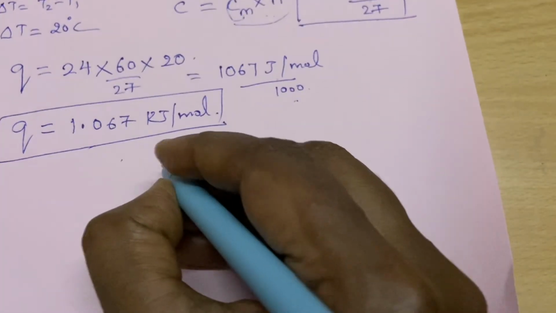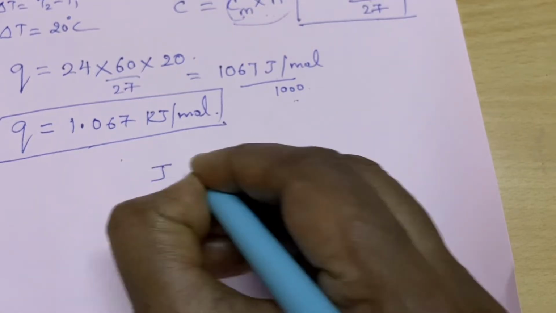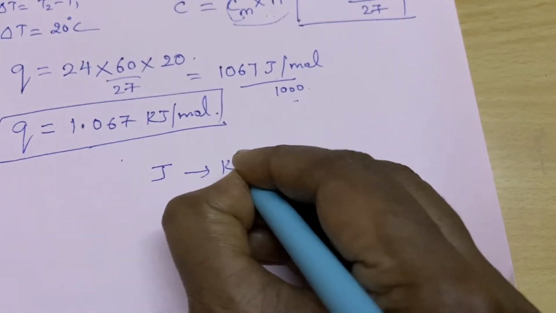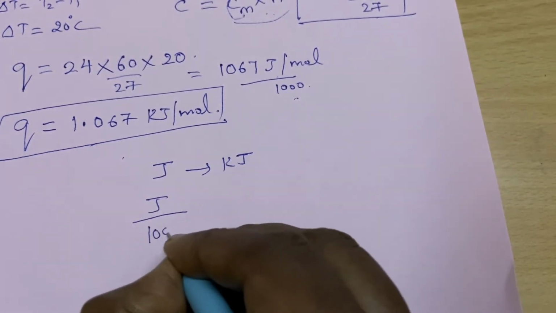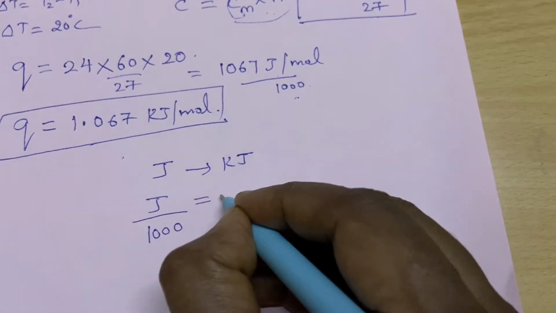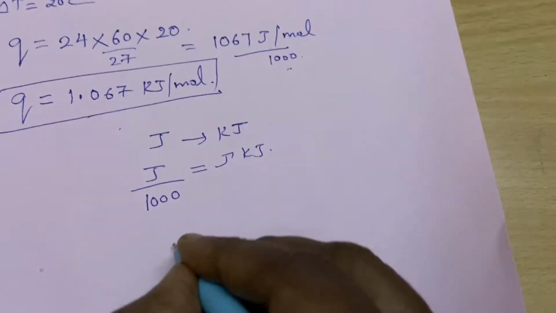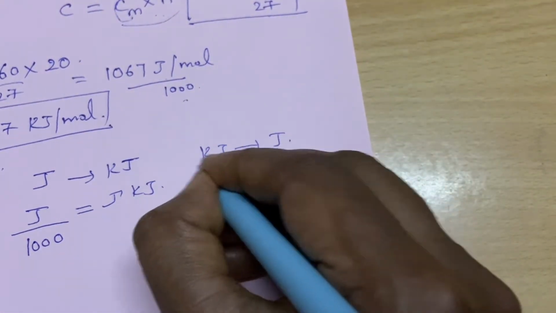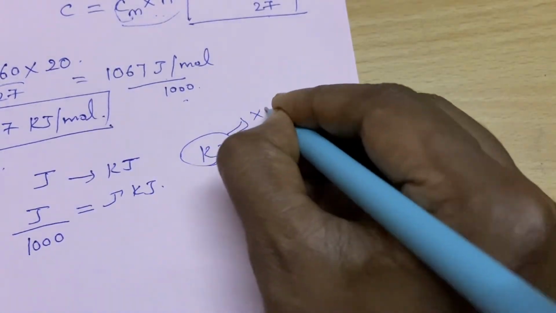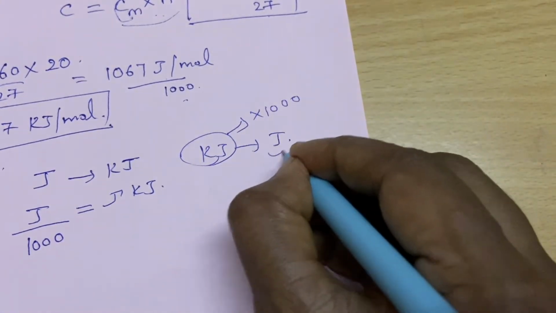Always remember, students, whenever you have to convert joules into kilojoules, you have to divide the joules by 1000. Then you will get kilojoules. Suppose you have to convert kilojoules to joules, you have to multiply by 1000.